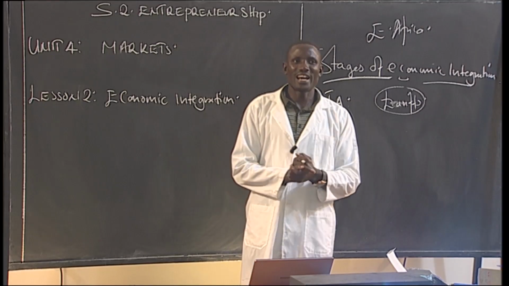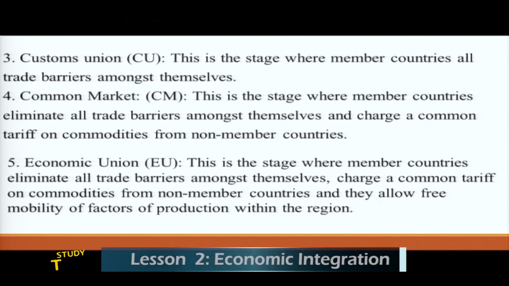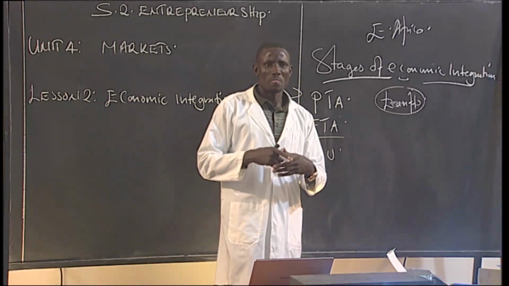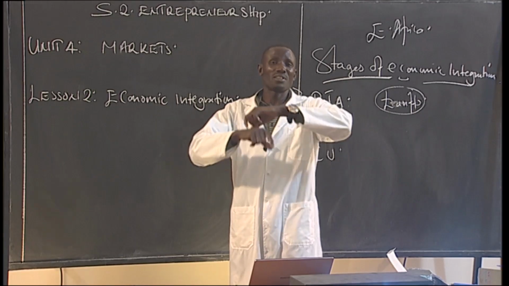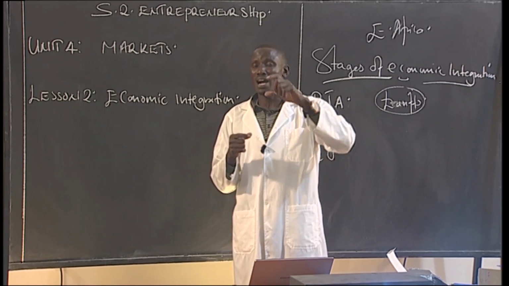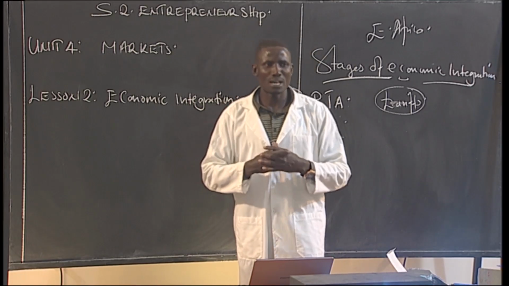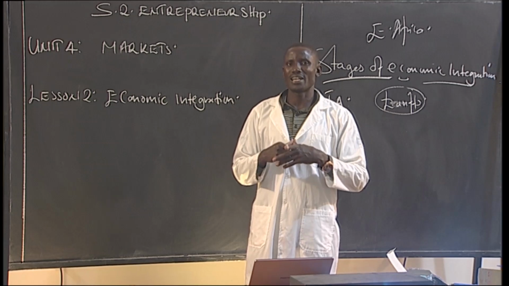Yeah. So another stage, we say, is the Customs Union, CU. Customs Union, CU, is the stage where member countries eliminate all trade barriers among themselves. In this CU, member countries reduce these trade barriers among themselves. Are we together?